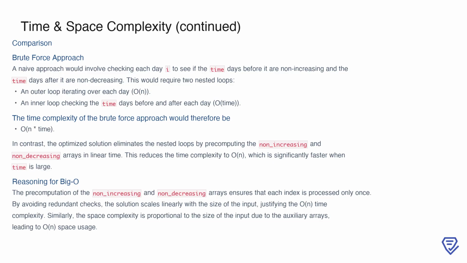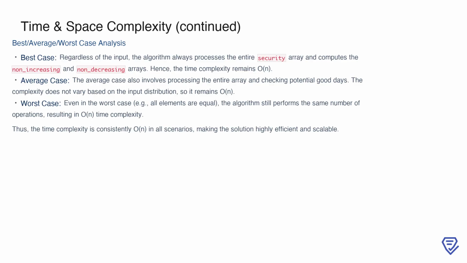On the other hand, the optimized solution avoids these nested loops by pre-computing the non-increasing and non-decreasing arrays in linear time. This ensures that each index is processed only once, reducing the time complexity to O(n). This efficiency gain becomes especially significant when time is large, as the optimized solution scales linearly with the size of the input. When we analyze the algorithm in terms of best, average, and worst cases, we find that the time complexity remains consistently O(n), regardless of the input.